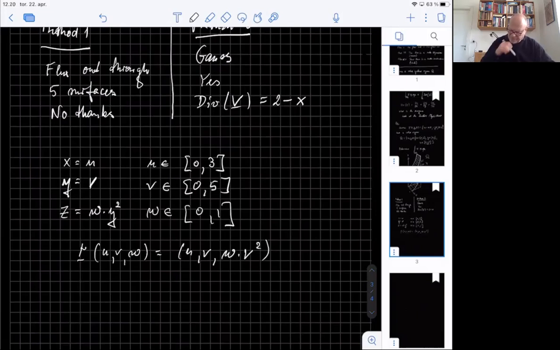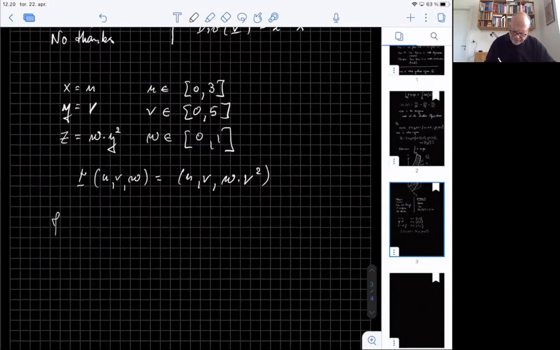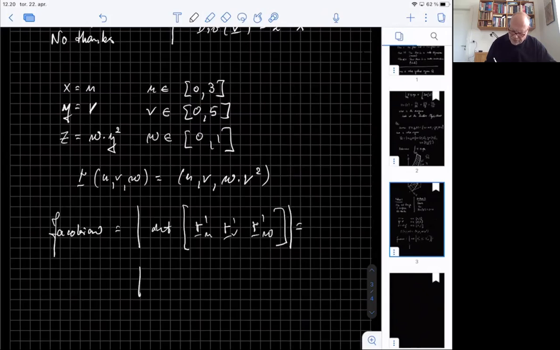And with the previously given range for the parameters, the Jacobian would be the numerical value of the determinant of this matrix, where the first column is r prime u, the second column is r prime v, and the third column is r prime w.